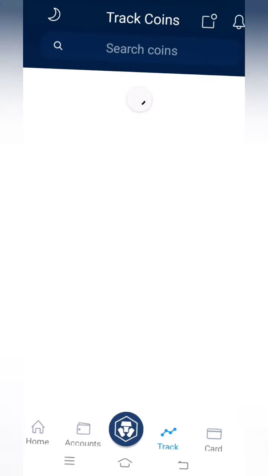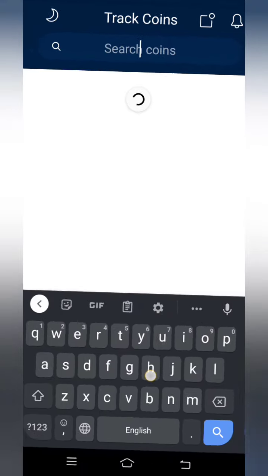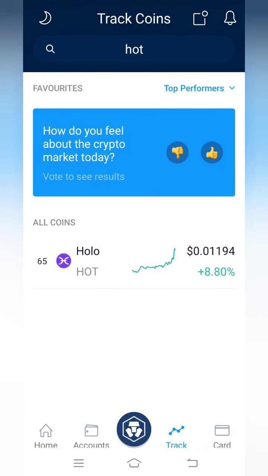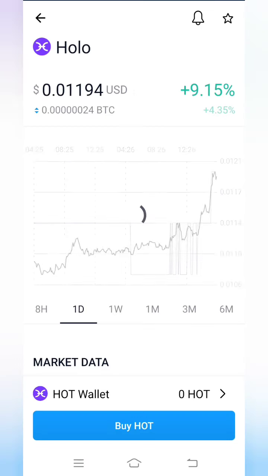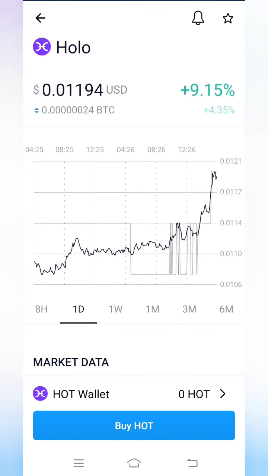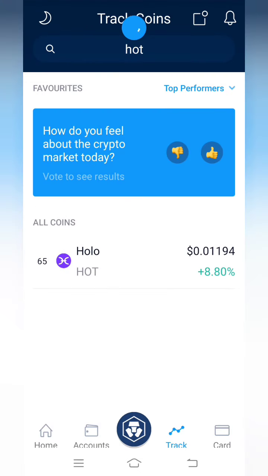Right now I am selling Hot coin. I'm just tracking what the price is right now on crypto.com. If you want to track it, I am typing HOT, that Hello coin, and the current price is 0.01194. That is the current price of Hello coin, that means Hot coin.